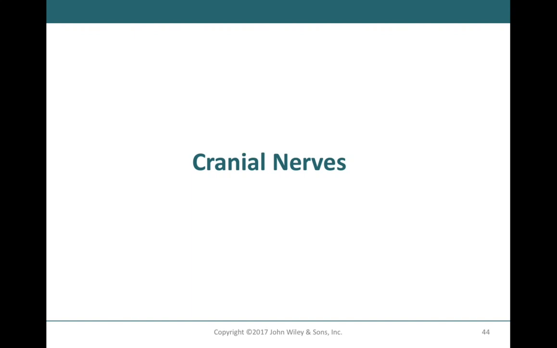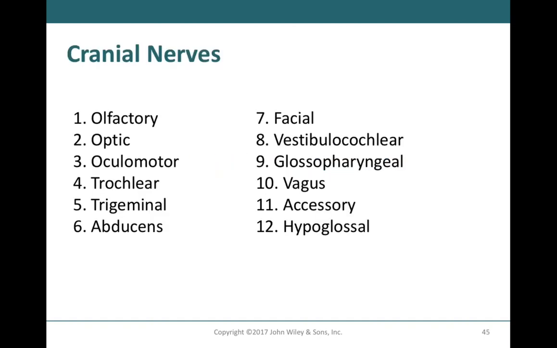So the last concept that we're going to cover in chapter 14 are the cranial nerves. Now, cranial nerves are part of the peripheral nervous system. These are peripheral nerves that branch out from the brain. Each cranial nerve is paired, just as we saw with the arrangement of our spinal nerves. So our 12 cranial nerves are listed on this slide.